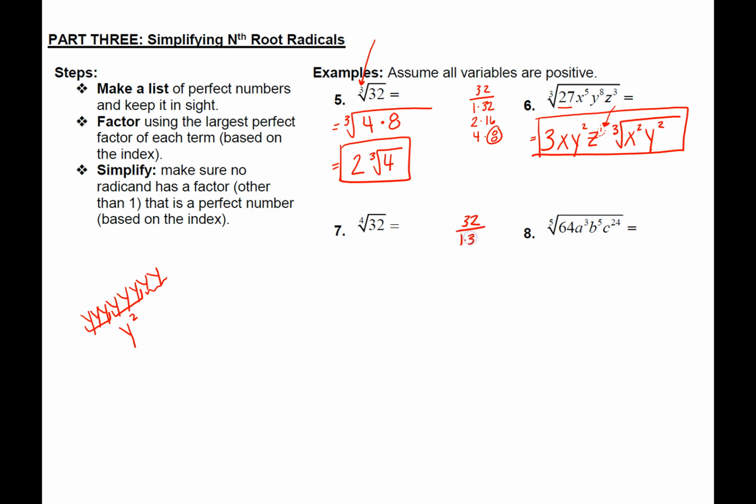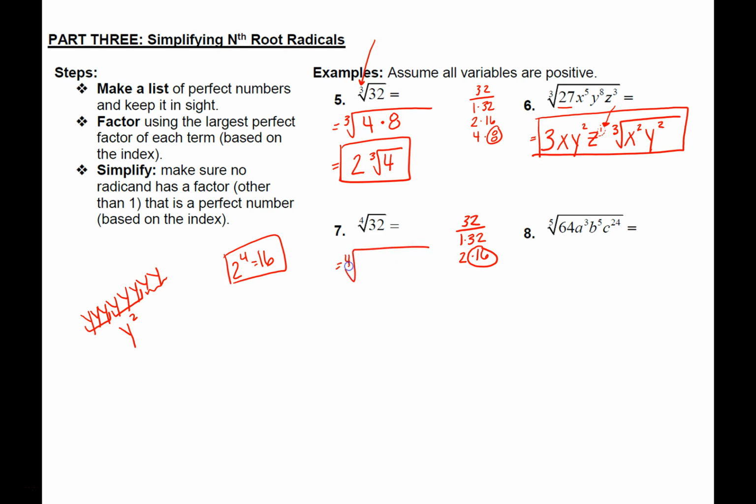32 is 1 times 32. It's also 2 times 16, like we had just a minute ago. 16 is a perfect number, though. It's 2 to the 4th power. So because of that, that makes this one pretty easy to simplify.